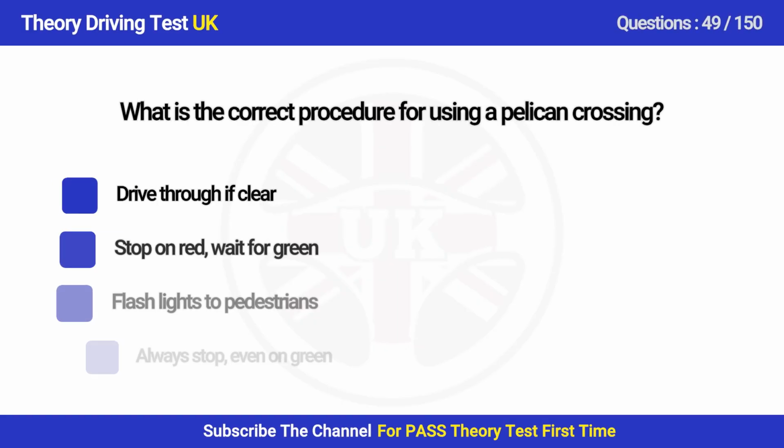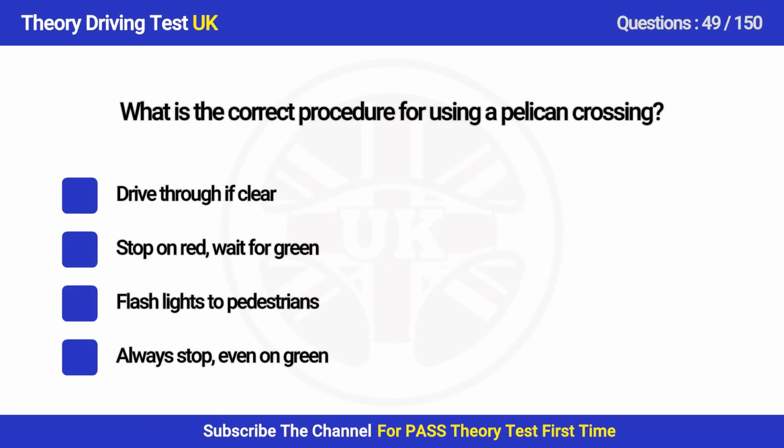Question 49. What is the correct procedure for using a pelican crossing? A. Drive through if clear. B. Stop on red, wait for green. C. Flash lights to pedestrians. D. Always stop even on green.